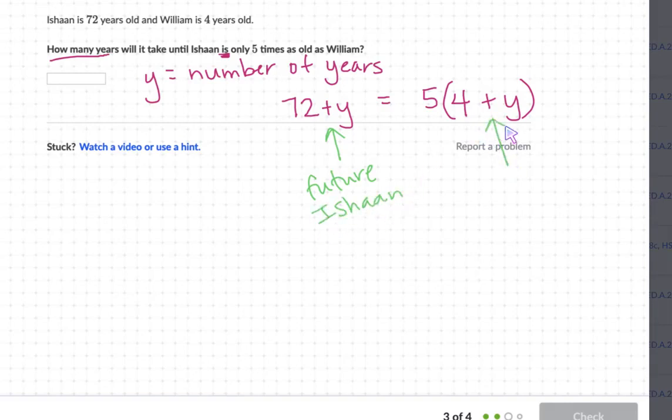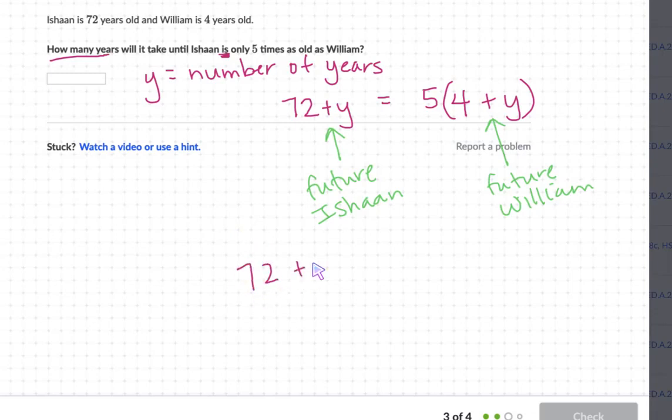And then adding y here puts us in the future for William, future William. We're just saying here now that future William is going to be multiplied by 5 to get to Ishan's age, because Ishan will be 5 times as old as William. Okay, so that's how we set that up. And now that you're here, you're going to use any method to solve.